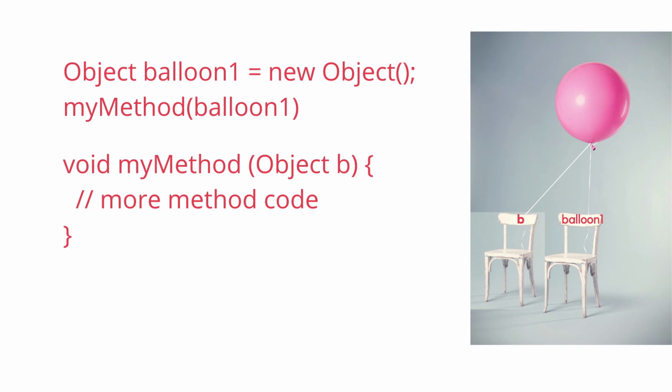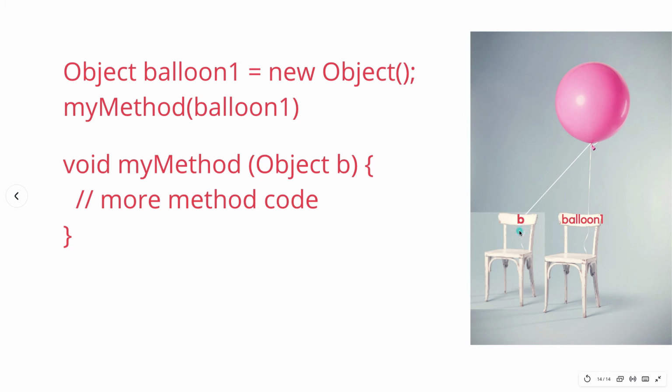And now comes the method call. So when you have a myMethod declared like this, which takes one parameter which is of object type, and then here we are calling this myMethod by passing this balloon as the argument for this parameter b. So the balloon 1 lands up being the argument that is passed over to this parameter b. So these two can be represented similarly by these two chairs. This balloon 1 that you see here is this chair, and this b that you see here is this chair.